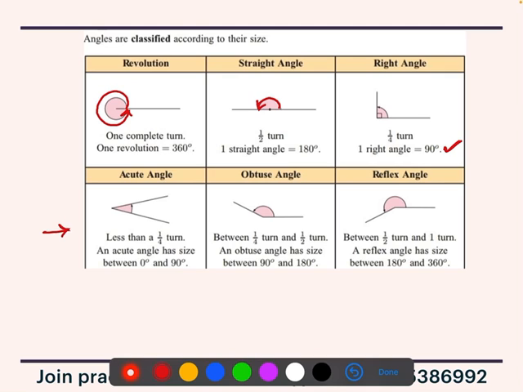The next is obtuse angle. This angle is greater than 90 degree, but it is less than 180 degrees. Lastly, we have got the reflex angles whose variation lies in between 180 degrees and 360 degrees. So any angle that lies between 180 degree and 360 degrees would be called a reflex angle.